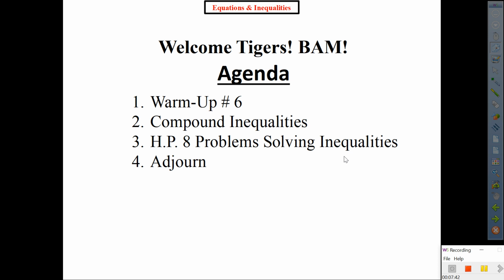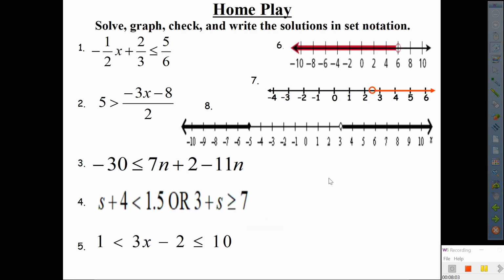Those of you that are watching on YouTube, if you want to follow along, here's an Ear Pod code that you can advance the slides on your own, H7X84. All right, here's the homework, and it reads, solve, graph, check, and write the solution in set notation.